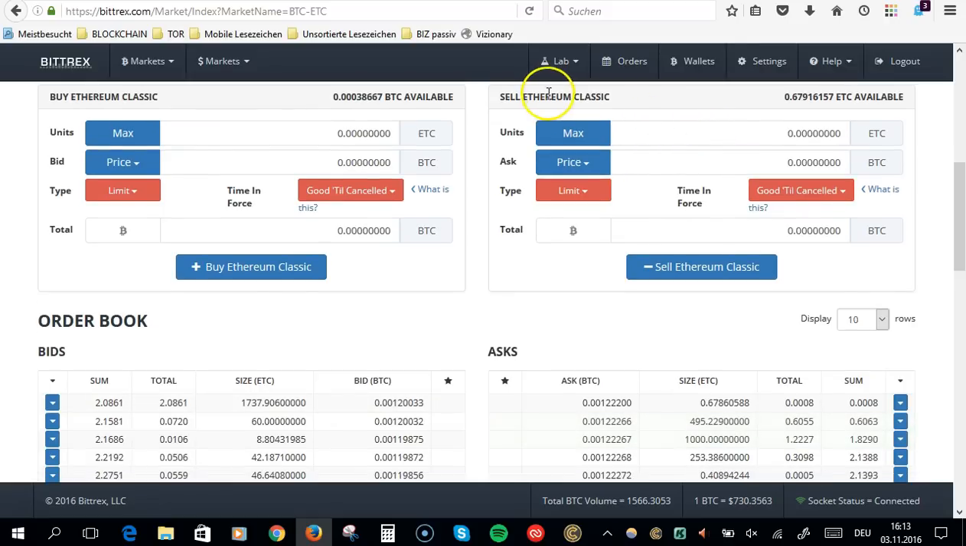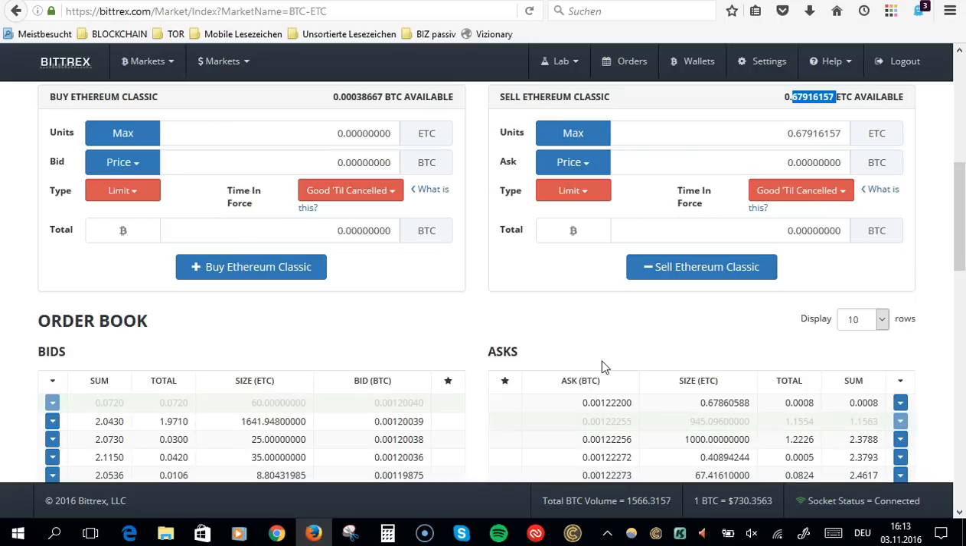You do this on the sell side, and you see that I have 0.679, so we are going to sell all of these Ethereum Classic now. You simply go there and double click, so that it populates this field here, and then all you need is a price.